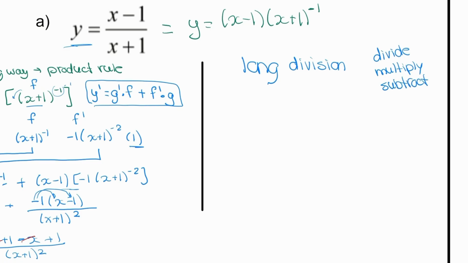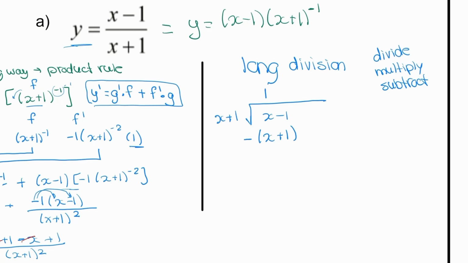Again, you could use synthetic division for this if you wanted to. So, what am I dividing out? I have x minus 1 being divided by x plus 1. So, if I'm dividing this out, well, x goes into x one time. I'm going to multiply. What do I have to multiply x by to make it 1x? Well, I just have to multiply it by 1. So I end up with x plus 1 here. That's times 1. And now I'm going to subtract.